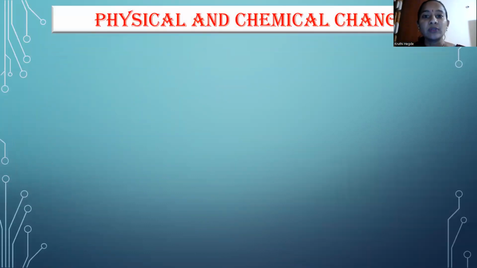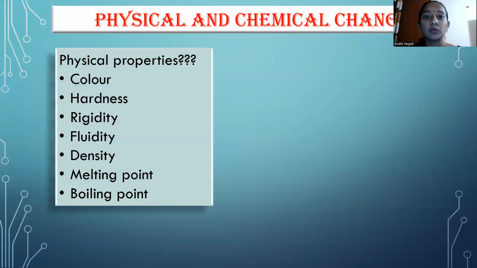So, we are going to discuss physical and chemical change, about which you have already discussed in your 7th standard. To know about physical and chemical change, first we need to know what physical properties are. Physical properties are color, hardness, rigidity, fluidity, density, melting point, boiling point. All these are the physical properties of matter that we discussed in chapter 1, that is states of matter. If these physical properties get changed, then such a change is called a physical change.